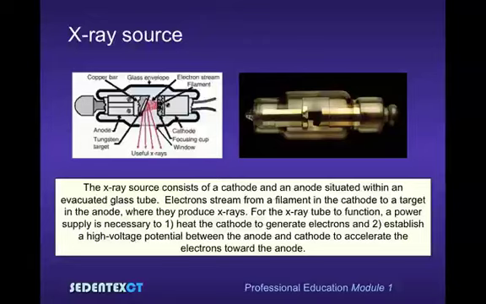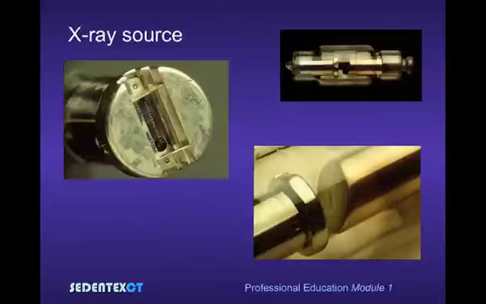In order that the X-ray tube functions, we need a power supply to heat the cathode to generate the electrons, and secondly to establish a high voltage potential difference between the anode and cathode to accelerate the electrons towards the anode. Let's break the X-ray tube down into its components and look at them in more detail. Let's now look at the X-ray tube in more detail.